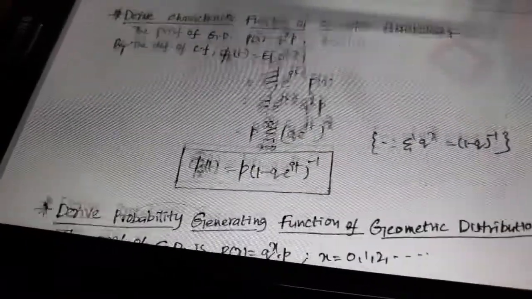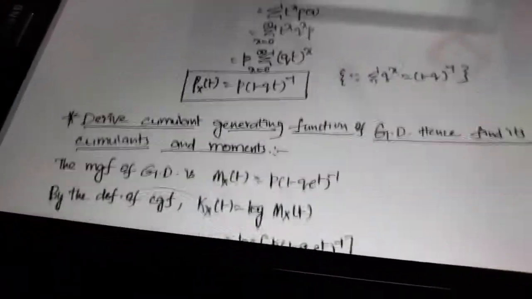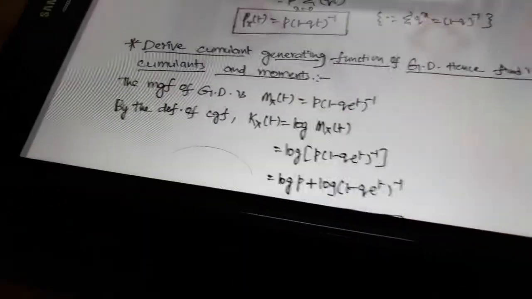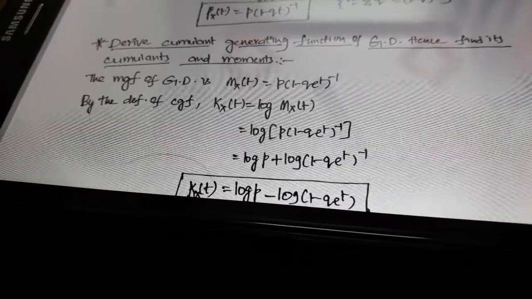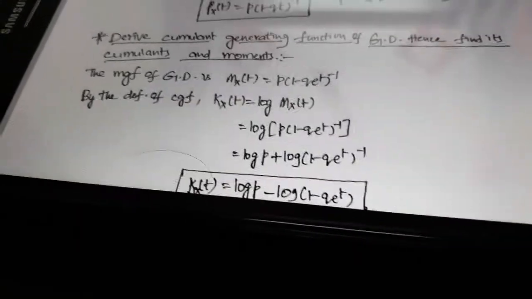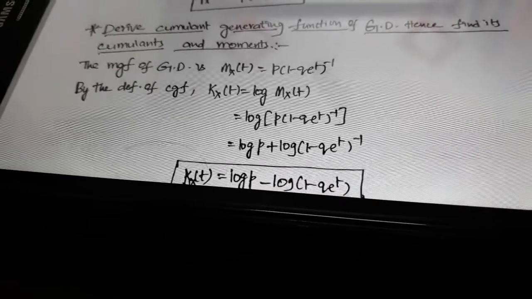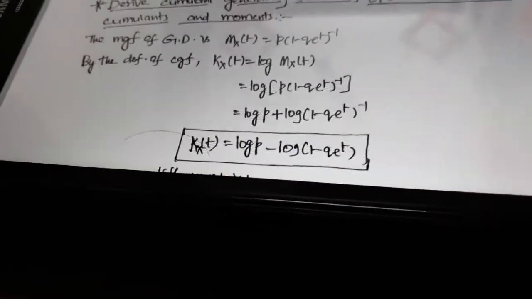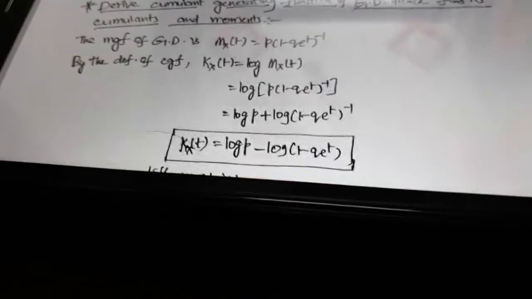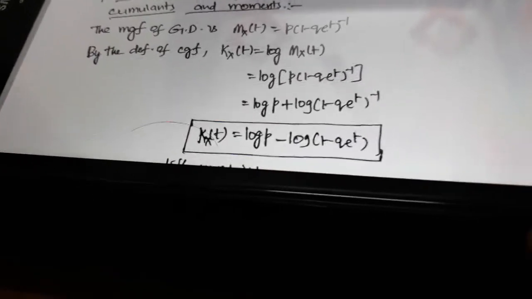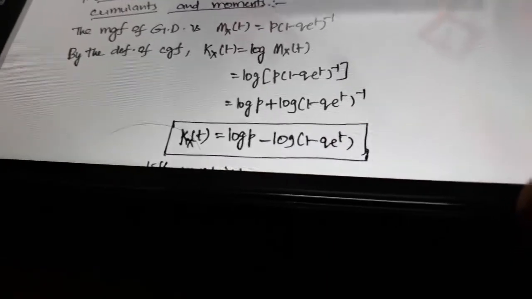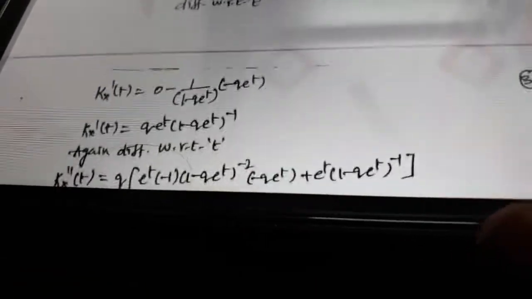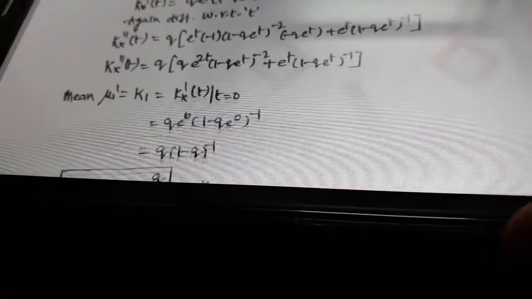Then the characteristic function of the geometric distribution is also like that only. Then the cumulant generating function of the geometric distribution, hence obtain its mean, cumulants and moments. It's another very important generating function. First consider the MGF of the geometric distribution. If you don't know it, you should derive it based on our PMF. Once you have the MGF, then the CGF is kx of t equals log mx of t. Substitute and simplify here.